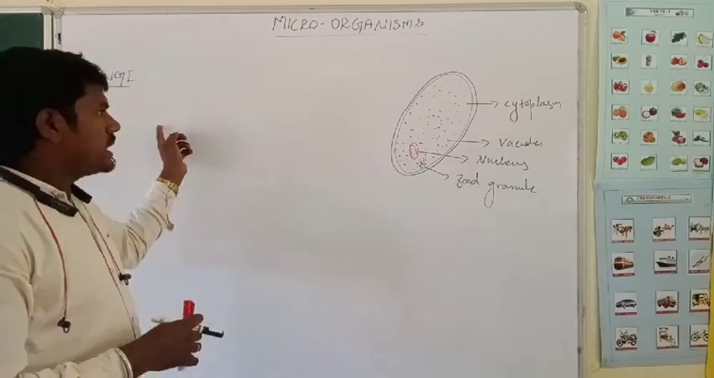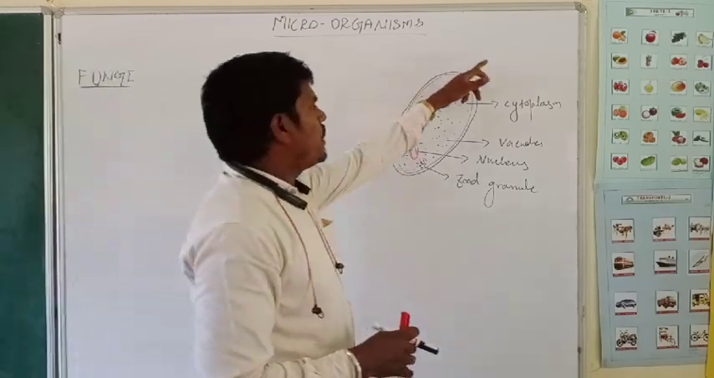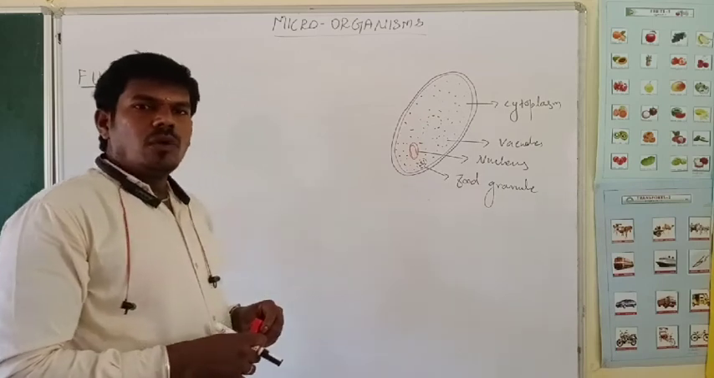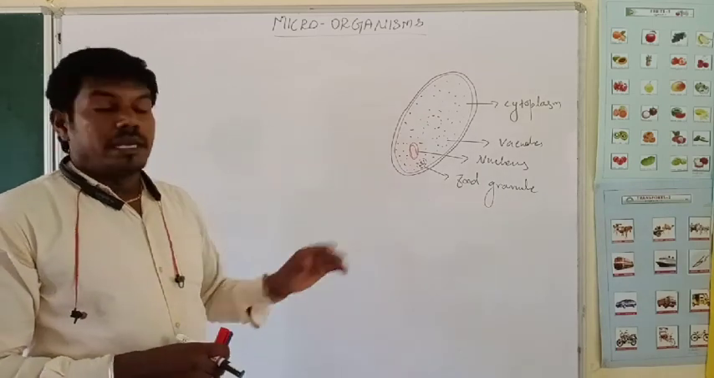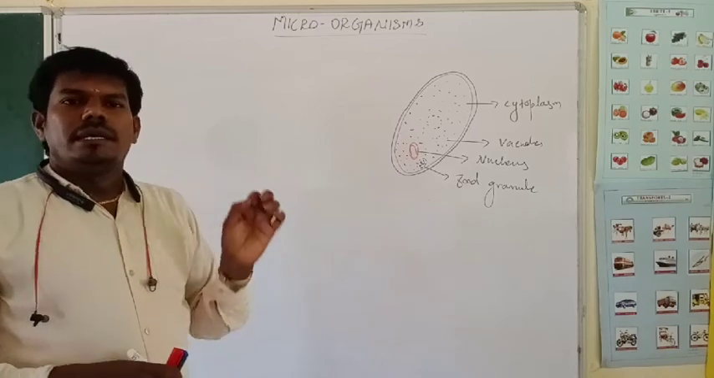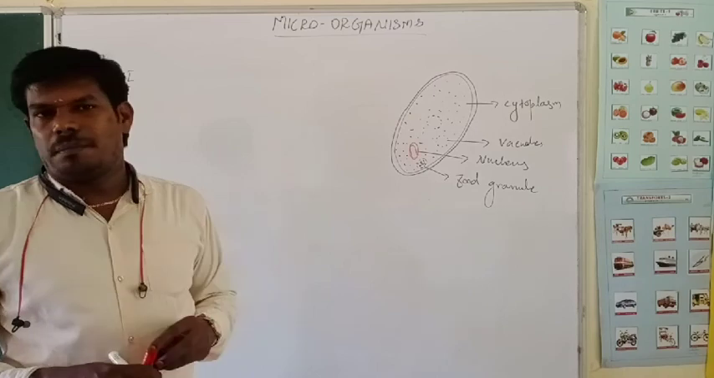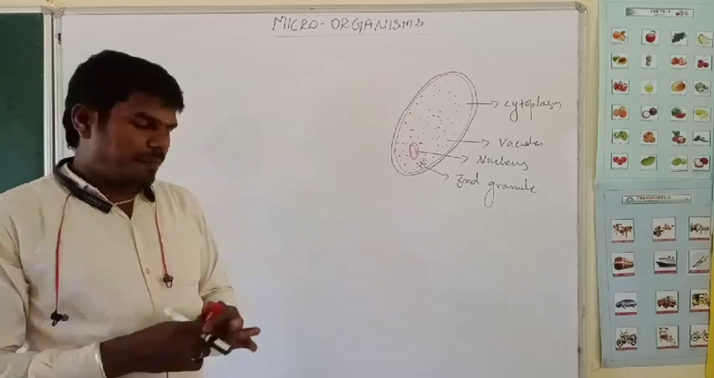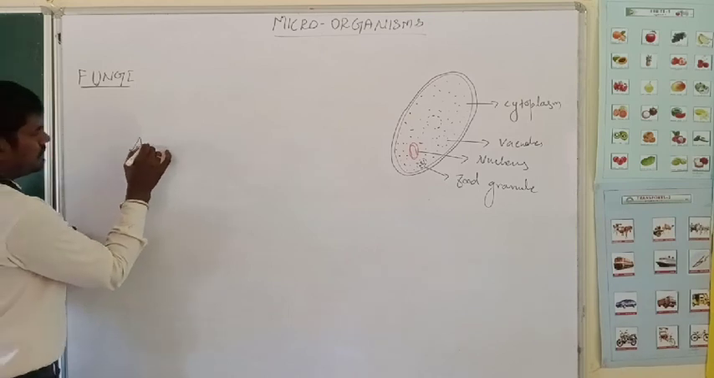So if anyone asks for the yeast definition, you just say yeast is a unicellular or single-cell fungus. This is one kind of fungi, but this is unicellular. This is present in an ovoid shape. Yeast is present in the atmosphere. Yeast can grow easily in sugar content medium. Sugar content medium, a good example is jaggery.